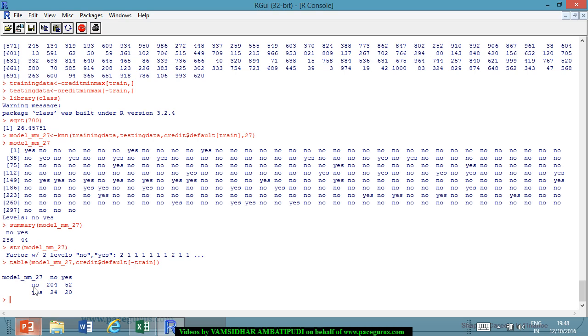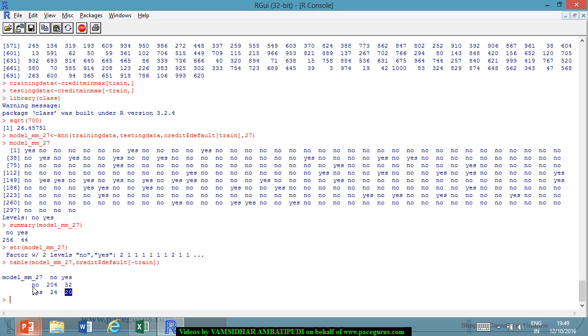Which means for 204 people the model has predicted that they will not default, and in actual also they did not default. So the model has done a correct prediction for these 204 people. Similarly, for these 20 people, the model said yes, they will default, and in reality also they have actually defaulted. So the model has done a decent prediction here as well.